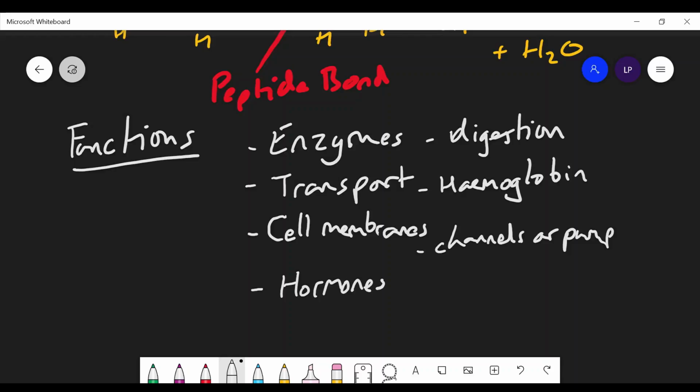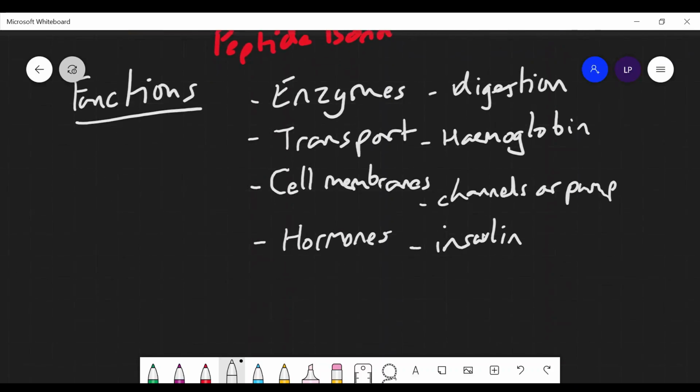Hormones. Hormones are chemical messengers within the body, and some hormones are proteins. So these travel around the blood from the original place they were made, and tell cells to do things. One of the most important ones is insulin. Insulin controls blood glucose levels by reducing blood glucose levels, telling cells to take glucose in, primarily the liver and the muscles. And lastly, the one I want to talk about is antibodies.